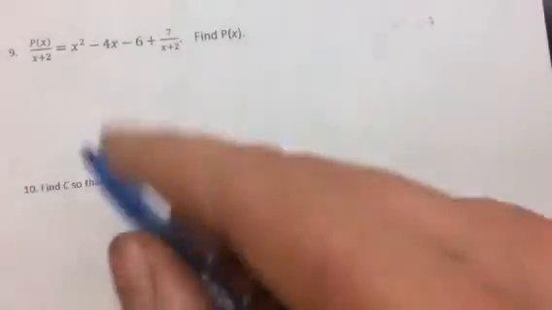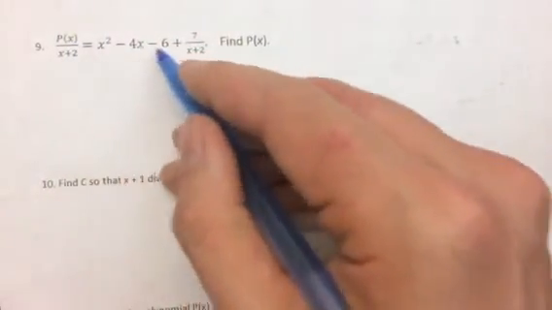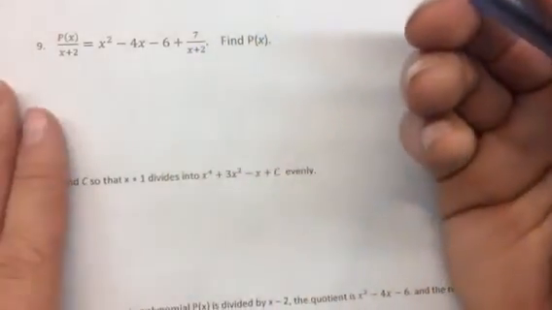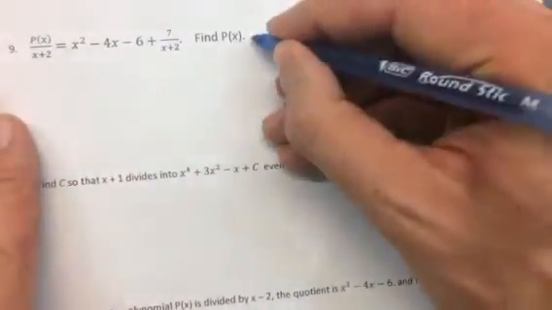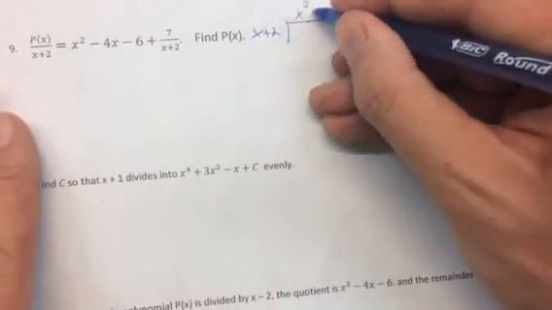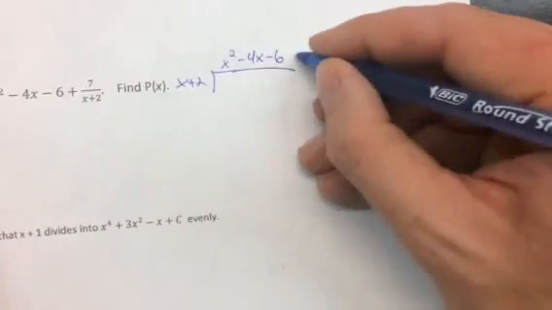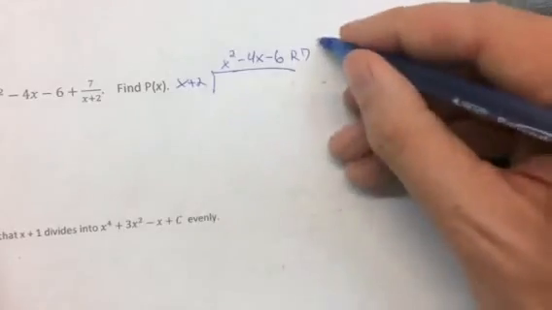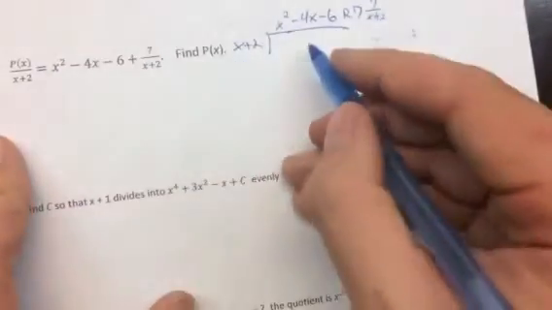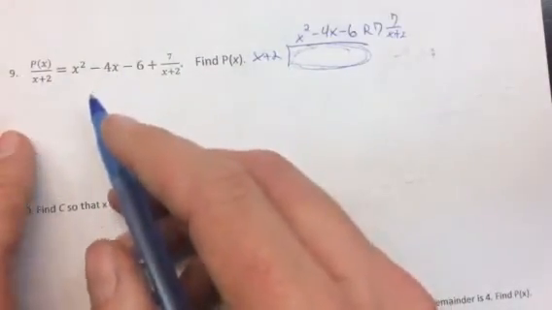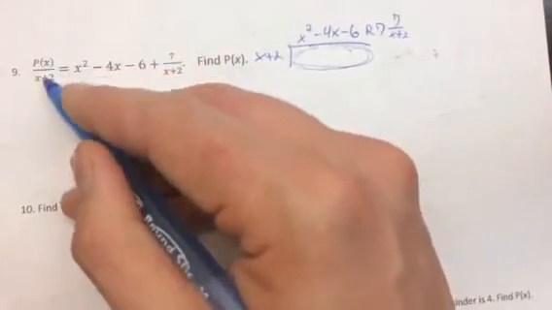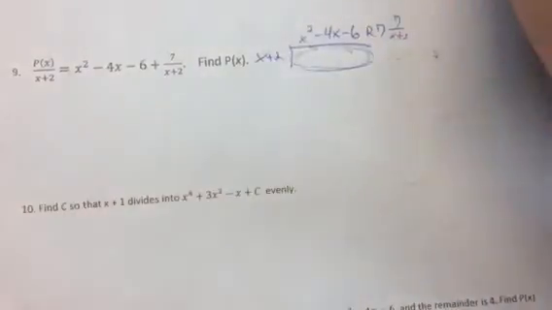Okay, do one more. Number 9 is an example where it says p of x divided by x plus 2 gives you this stuff, and it wants you to find p of x. So there's some polynomial that when you divide by x plus 2, it gives you x squared minus 4x minus 6, and then there's a remainder of 7, so 7 over x plus 2. And it wants us to find what this polynomial was that when we divide it works. Notice that it didn't go in evenly. Let's see what we should do here.